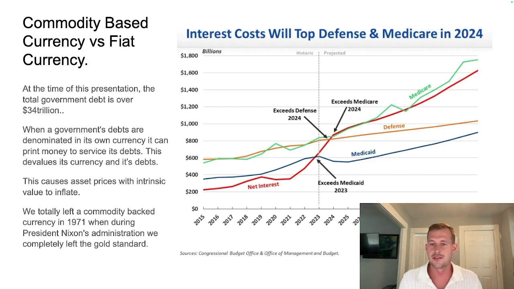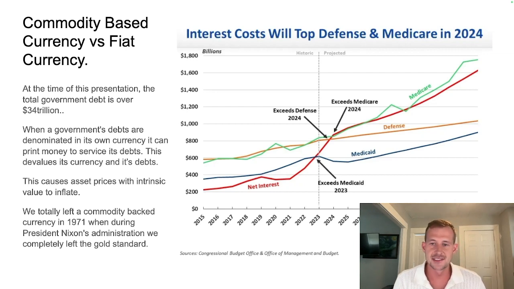Not saying that we haven't experienced it before, though. Typically, when a government's debts are denominated in its own currency, it can print money to service its debts. So this devalues the currency and its debt at the same time. So basically, you're printing money, you're devaluing the currency, but your debt is denominated in your currency, so you're devaluing the debt as well. And it's typically a lot less painful to do this than some of the alternatives. And usually the people start uprising in the streets when it gets too painful, right?